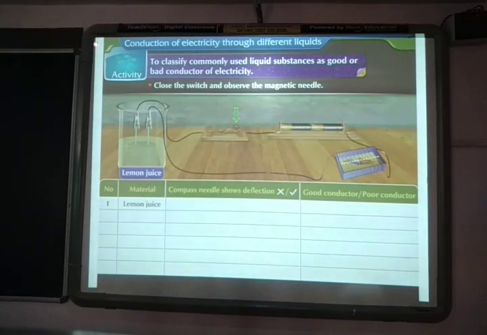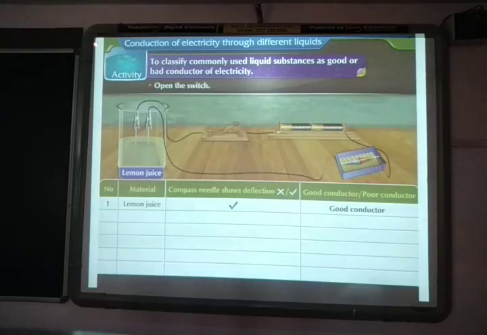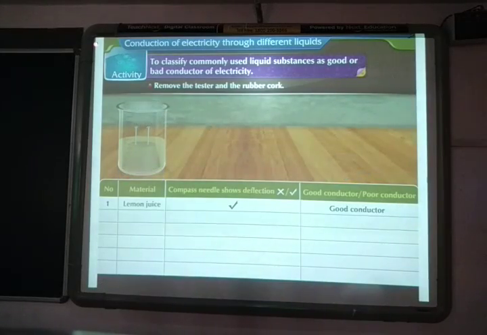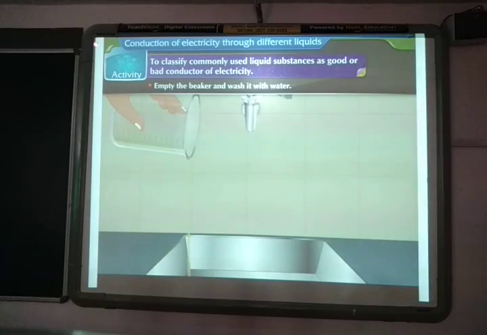Close the switch and observe the magnetic needle. We observe that the magnetic needle deflects when an electric current passes through the circuit. This indicates that lemon juice is a good conductor of electricity. Now, open the switch, remove the tester and the rubber cord, empty the beaker and wash it with water.